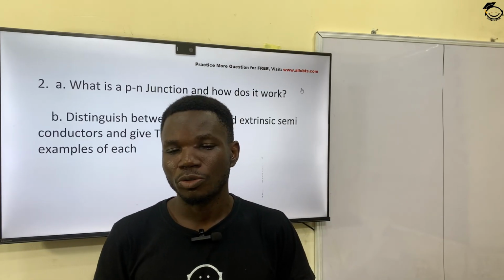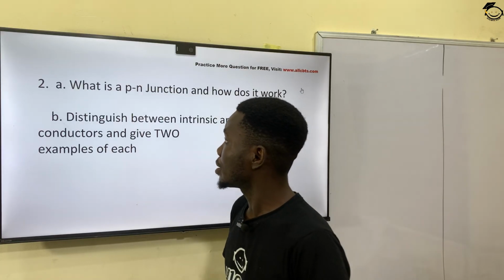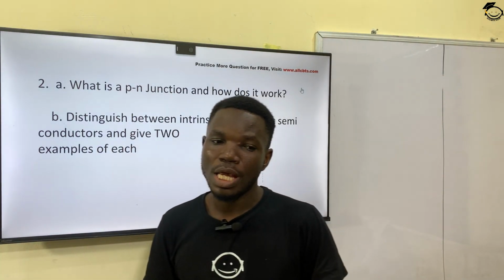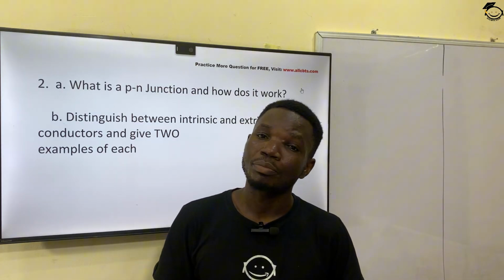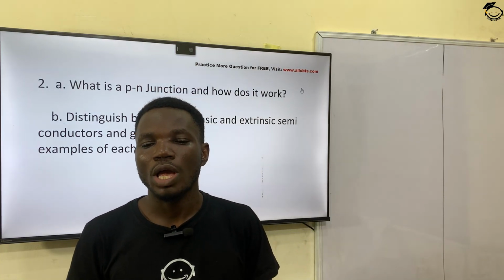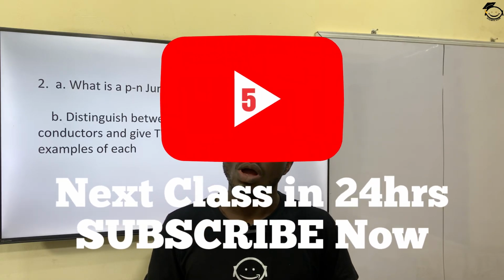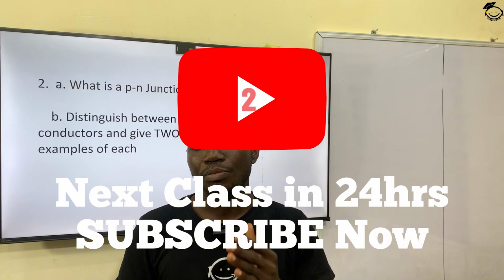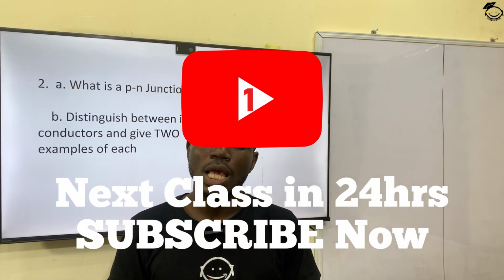Moving on to the next question, which is question number 2. Question number 2a says, what is a p-n junction and how does it work? Now, a p-n junction is a point where the p semiconductor meets your n semiconductor. And that point is called a p-n junction.